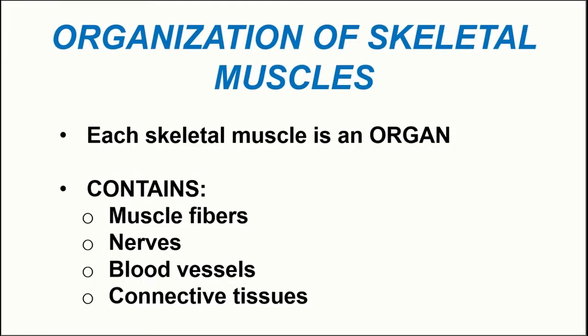Here we're going to look at the organization of whole skeletal muscles. Now, each skeletal muscle is an organ because it has tissue types other than muscle tissue within it. So it contains things like the muscle fibers, these are the cells of the muscle, nerves, blood vessels, and connective tissues as well.